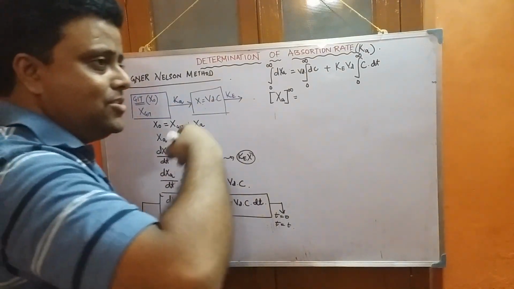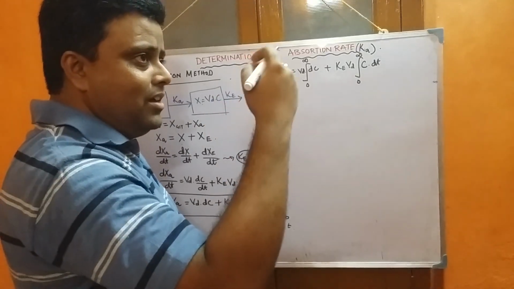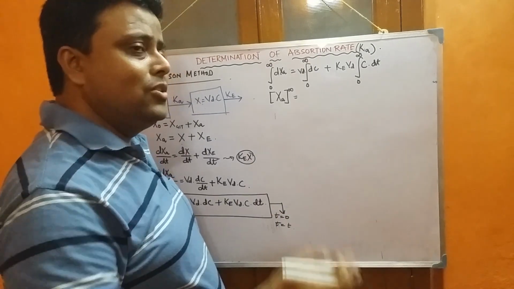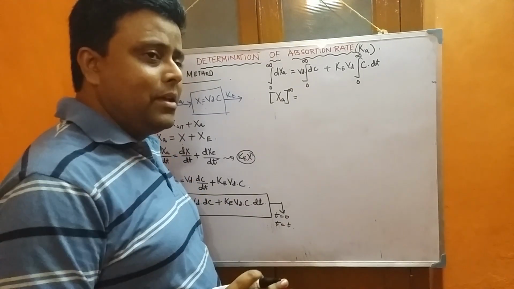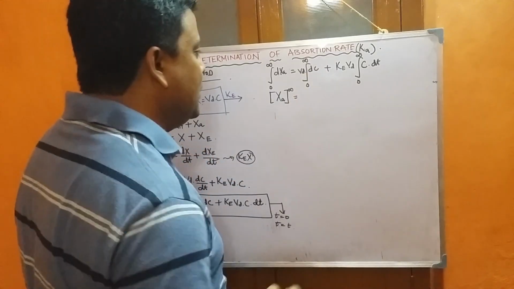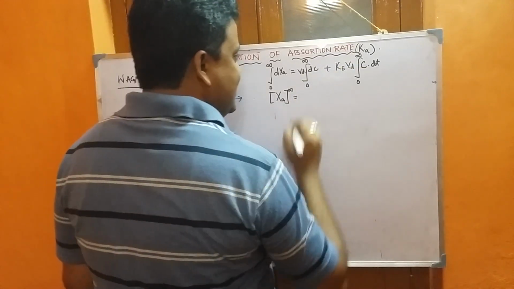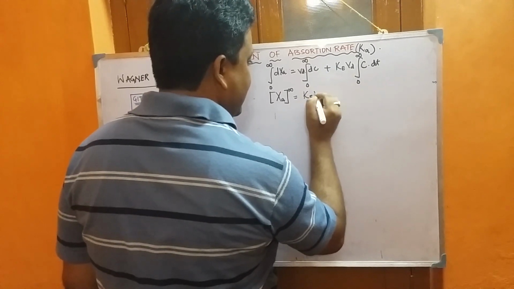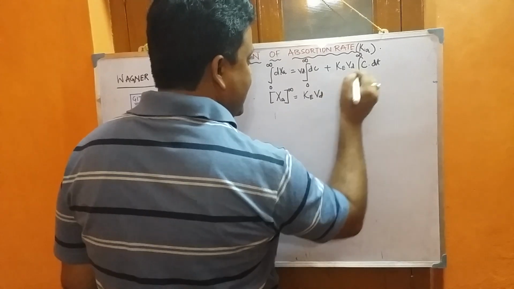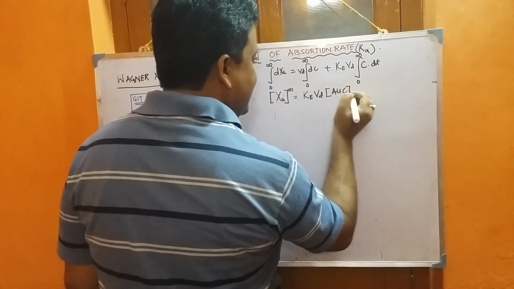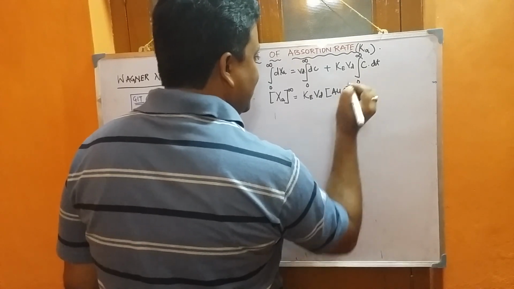So you know that initially it is 0, then it increases, and at infinite time when it is eliminated, the total drug will be removed from the body. So nothing will be there. In this case, this value will become 0. Whereas for this term, Ke Vd C dt can be represented as Ke Vd times AUC from 0 to infinity.